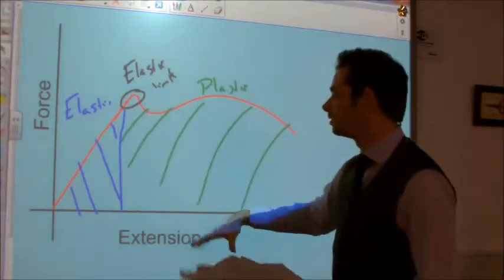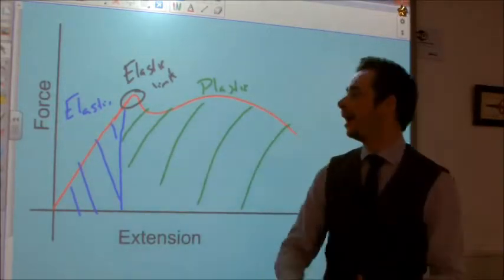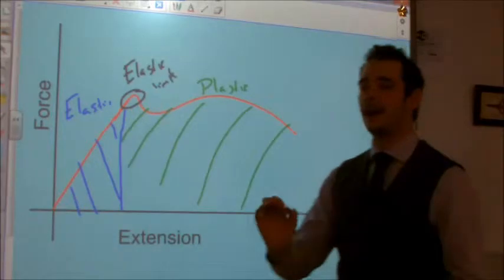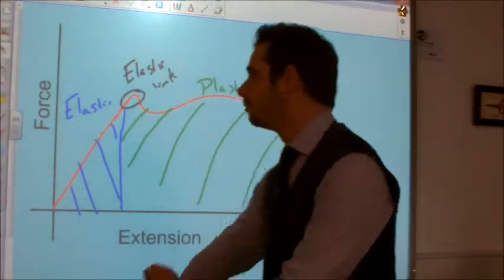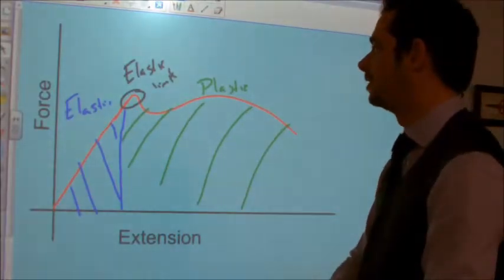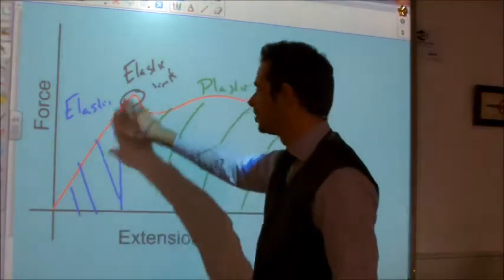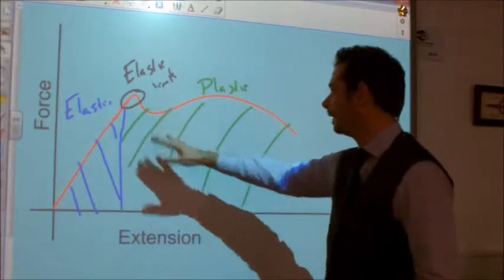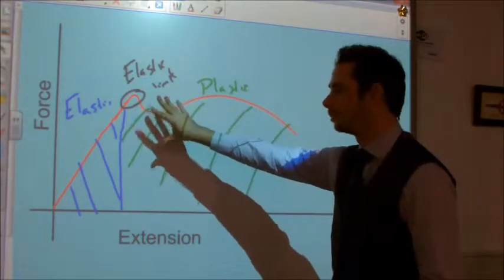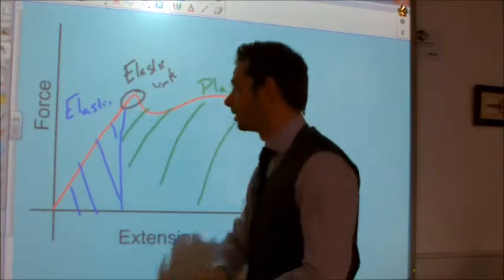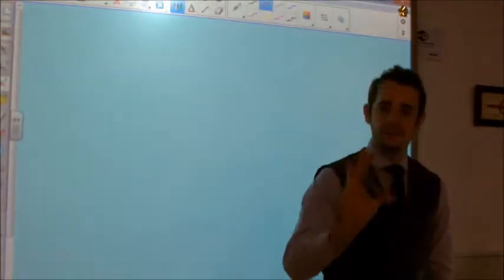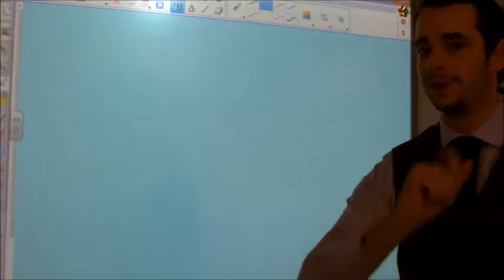We're going to come back to this idea of force extension graphs, this kind of shape as well, in our next lesson, in our third lesson. So make sure you've got those ideas in your head and that understanding that the elastic deformation happens in this linear region and the plastic deformation happens in this non-linear region, and the transition point between the two is known as the elastic limit.